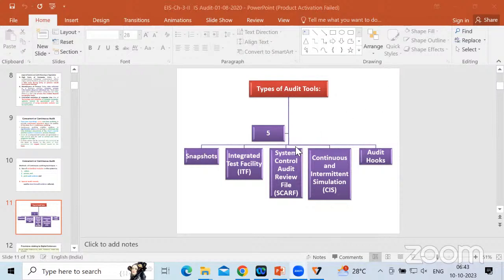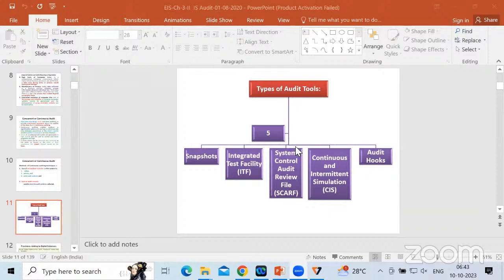Third one is SCAR file. System control audit review file. So the name is very simple to remember. System control. System has to be controlled. You are going to do what? Audit. So what you are doing in audit? Reviewing the files. That's all. You remember like this. System control audit review file, SCAR.